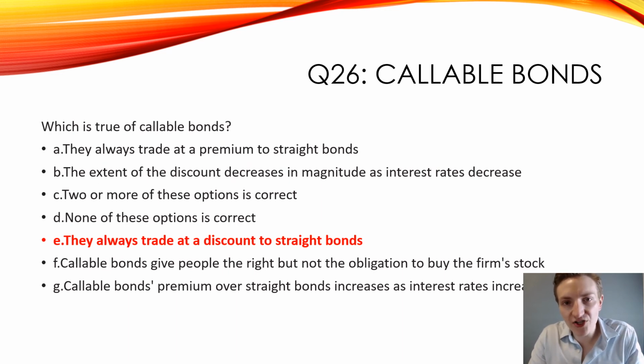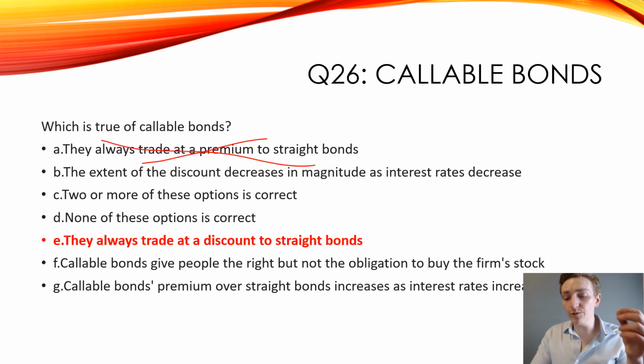Now in this question you're asked about callable bonds. You're basically being asked which of the following is true about callable bonds. So the first one is, they always trade at a premium to straight bonds. That's wrong. A callable bond is basically a bond where the issuer has the right to buy that back from you. They would always do this, or not always, but they're more likely to do this if interest rates are low, and then they can reissue the debt at a low interest rate. So therefore, your bond is going to trade at a discount.